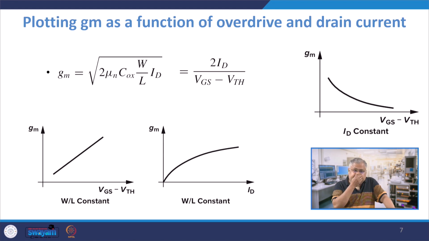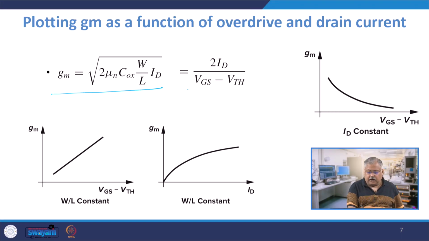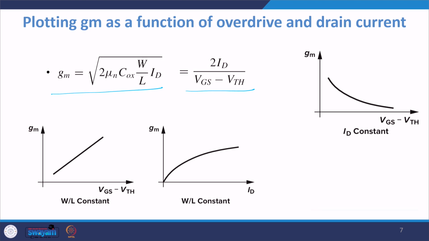Now if you plot transconductance with overdrive and drain current, you should know how it behaves, and therefore this slide is being discussed in order for you to understand where you should bias your device if you want the transconductance to be high. Transconductance is given by this formula here as well as this formula here, either of the two you can use. It is given by 2 ID upon overdrive, and also given as the square root of 2 mu n C oxide W by L into ID, where ID is the current which is flowing through the device.